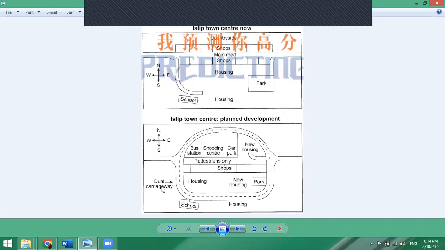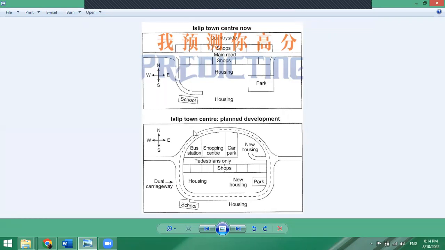It's written here as dual carriageway. This is the road that's a roundabout, a circle road that surrounds the central part of the city. There wasn't this road before, so this is the most significant change. You should keep this in your mind. And also a lot of other changes here.